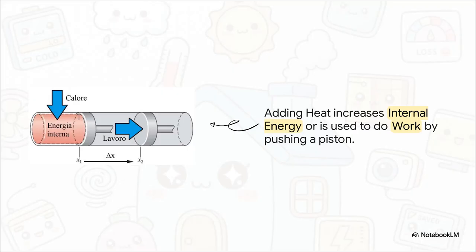This simple diagram shows it all perfectly. If you add heat to the gas in that cylinder, only two things can happen to that energy. It can be absorbed by the gas molecules, making them zip around faster. That's an increase in internal energy. Or the energy can be used to push that piston up and do some work. It's got to be one or the other, or some mix of the two.